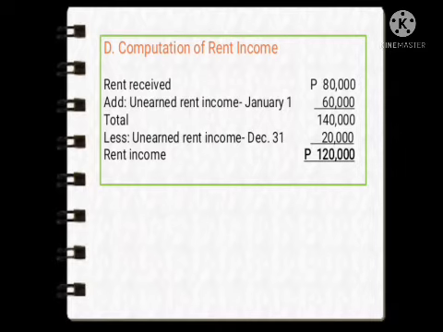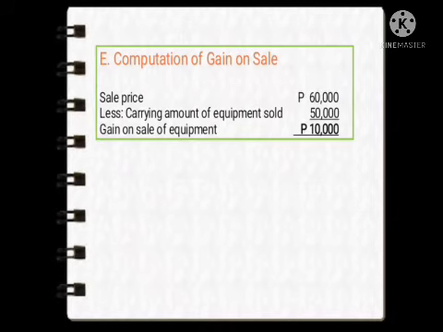And the other income is the gain on sale, which is the sale price of the equipment, which is 60,000, less the carrying amount of the equipment sold, which is 50,000. So 60,000 minus 50,000 is equal to the gain on sale of equipment, which is 10,000 pesos.